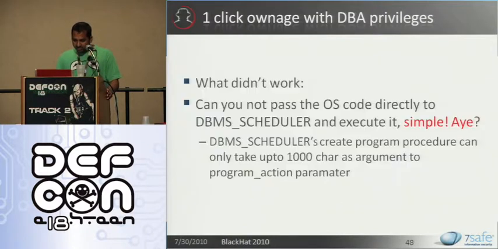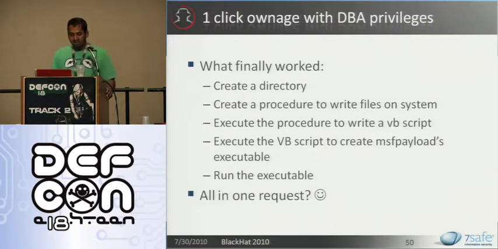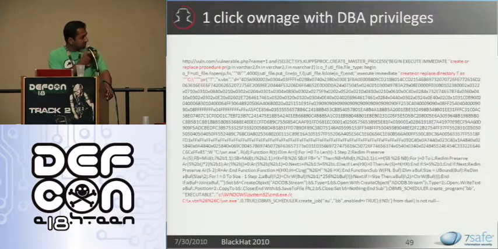Okay, I think, sorry, the slides are the other way around. So what finally worked is we created a directory. Within the directory, we create a procedure to write files on the system by calling utl_file. We execute this procedure to write the VB script which we want to write. We execute the VB script to create Metasploit's executable on the target Oracle database, and then we run this executable, all in one request, and that's how the request looks like. So we are doing quite a few things in one single request.